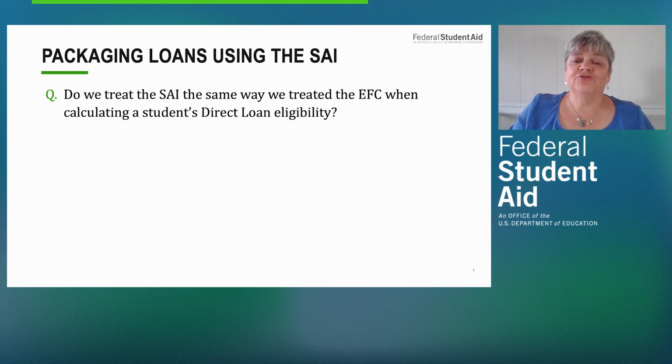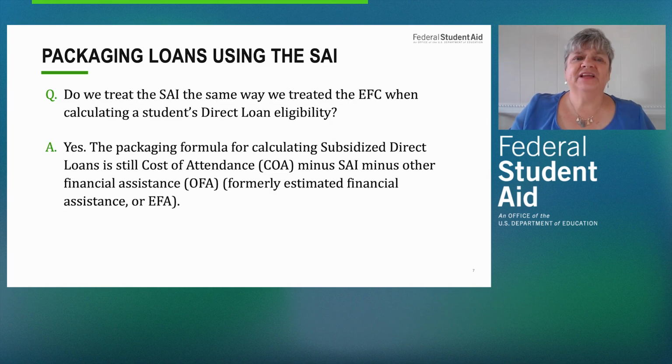Here's another question we have heard from schools. You might be wondering if you treat the SAI the same way you treated the EFC when calculating a student's direct loan eligibility. So, the need equation to determine subsidized direct loan eligibility stays the same, but the names have changed. The formula is cost of attendance minus SAI minus other financial assistance, or OFA. OFA replaced estimated financial assistance, or EFA, in the law, but they are the same.